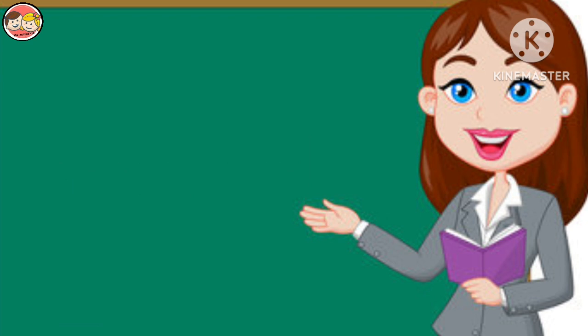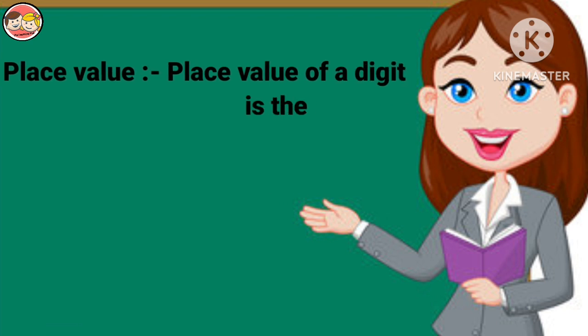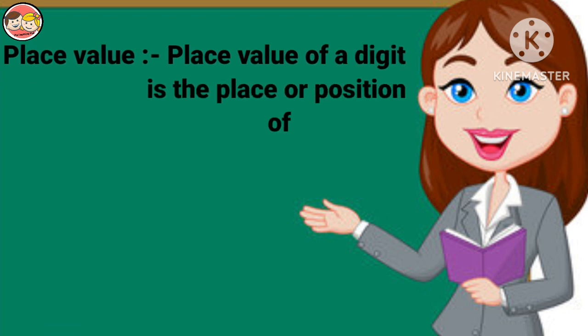So, place value. Place means स्थान और जगह, and value का मतलब कीमत और मूल्य. So place value मतलब स्थान का मूल्य. Place value of a digit is the place or position of the digit in a number. So what is place value? Place value of a digit is the place or position of the digit in a number.